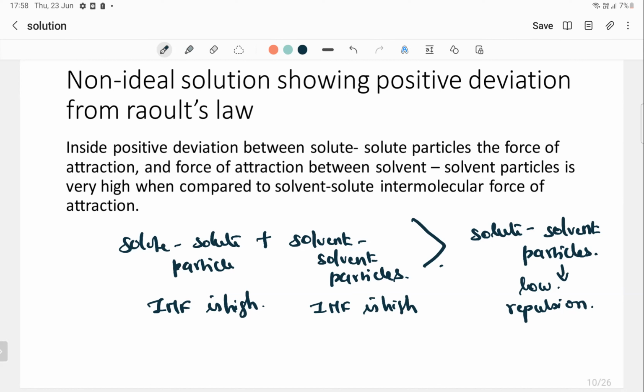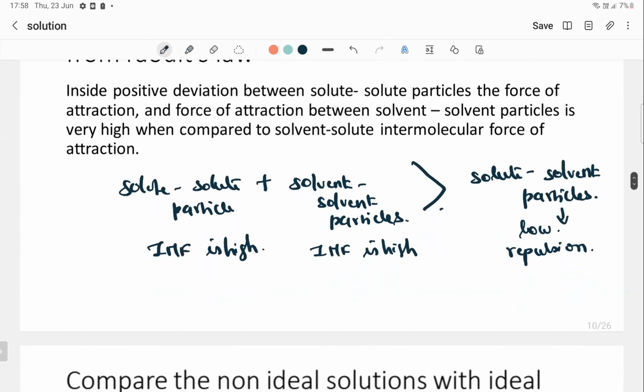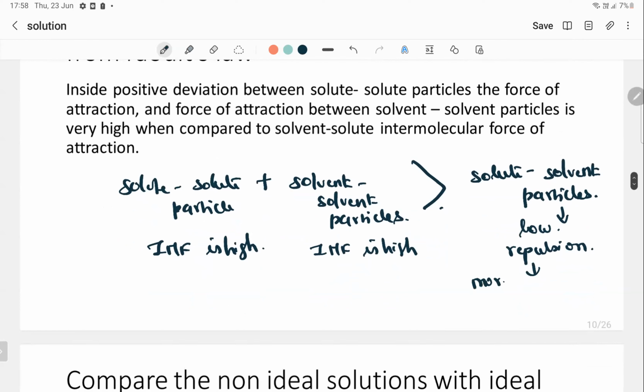There is less intermolecular force of attraction and more repulsion. If there is more repulsion, the particles will try to escape as vapor, which means more vapor will be there. So here you can see more vapor. Once more vapor is present, it will exert more pressure. So you can see more vapor pressure here.